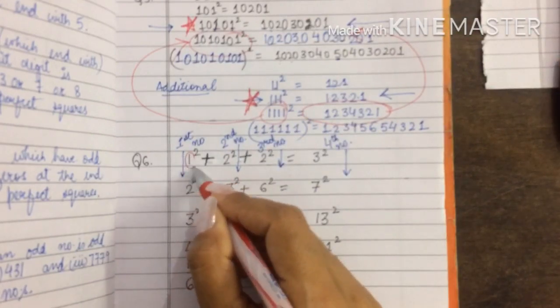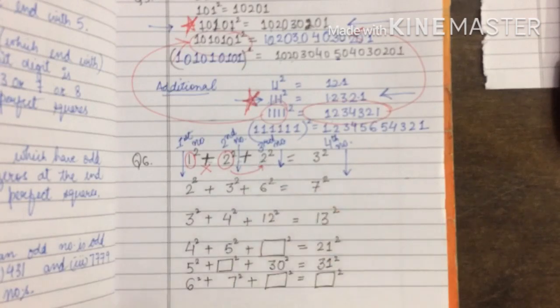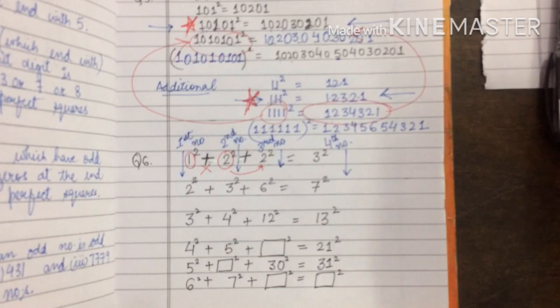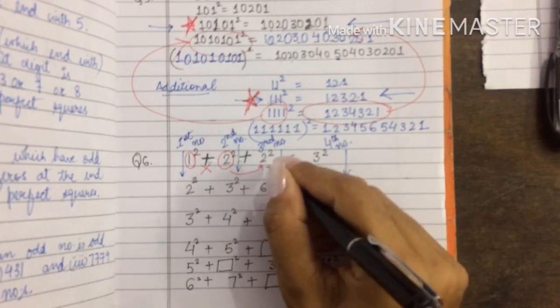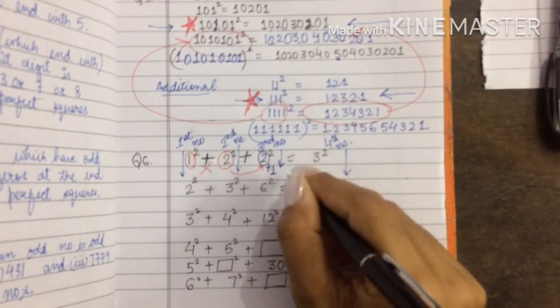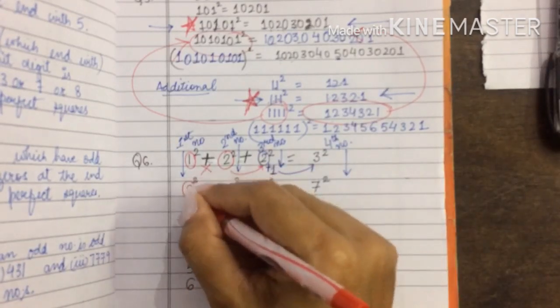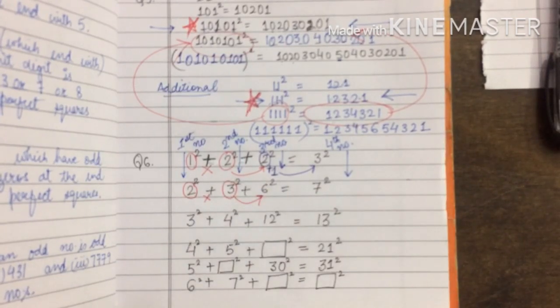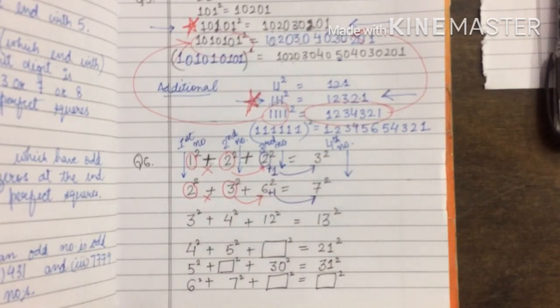So if we take this number, their product gives you 2. So 1 into 2 is 2. And over here, if you add 1, the answer comes out to be the next one. And over here, if you add 1, then you get this number. This is what's happening. Again, 2 multiplied with 3 gives you 6, and then 6 plus 1 will give you 7. This is how the pattern is working.